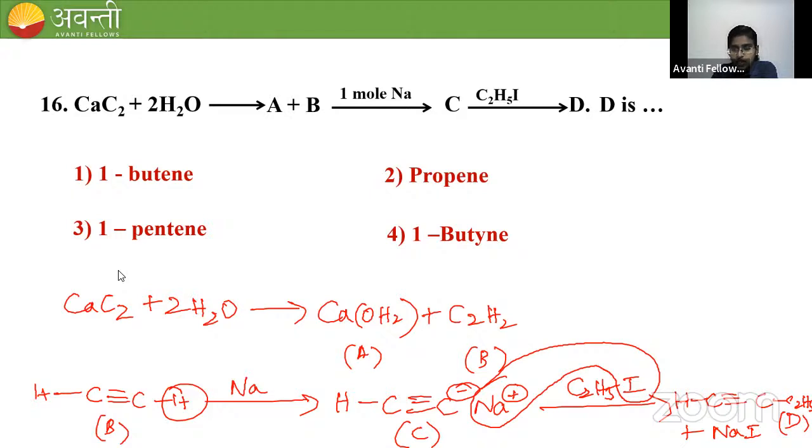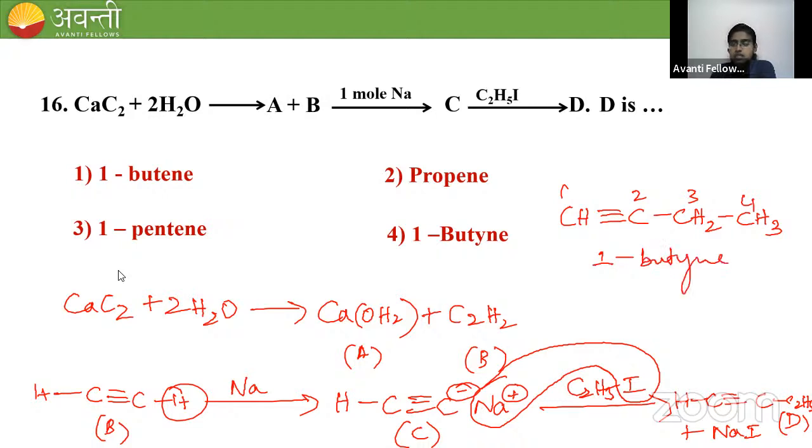So let me write the compound D in a proper way. We have CH triple bond C, and to this C we have C2H5. I'll write C2H5 as CH2CH3. Now we have to find out the IUPAC name of this compound. So the triple bond gets the first priority. 1, 2, 3, 4 carbons are there. So it is called 1-butyne. Since it has a triple bond, it is an alkyne, and the triple bond is between carbon 1 and 2. So I'm giving 1 here. So option 4 is the compound D that we are getting from this reaction.